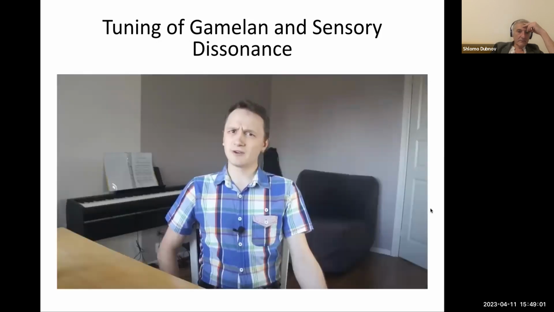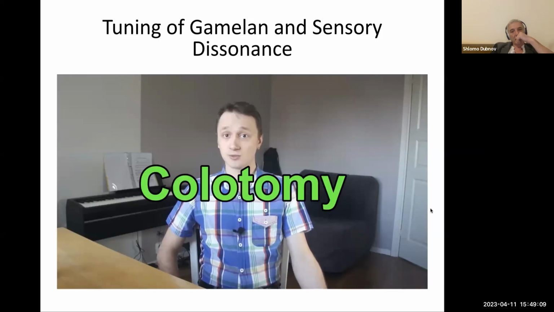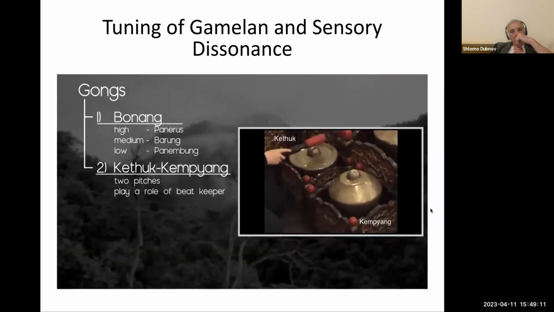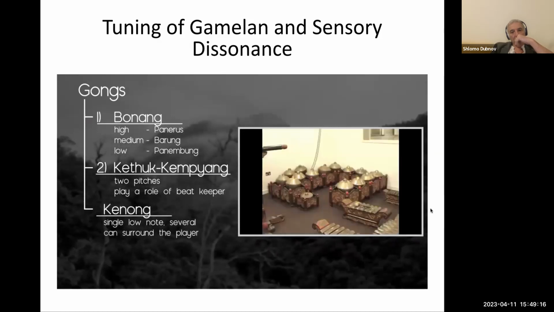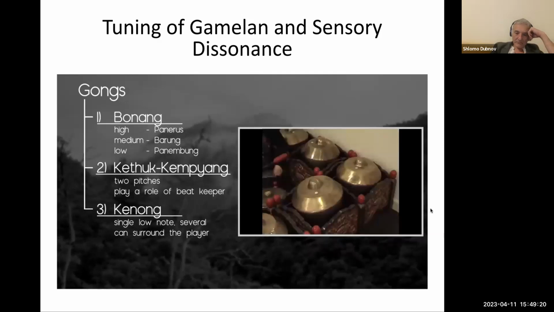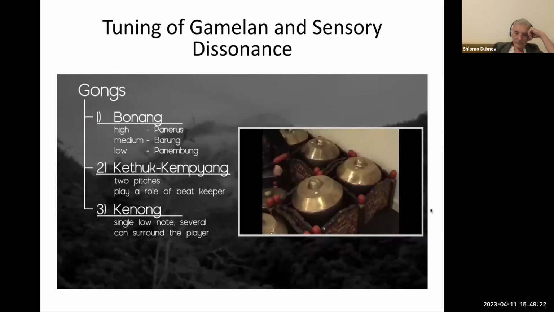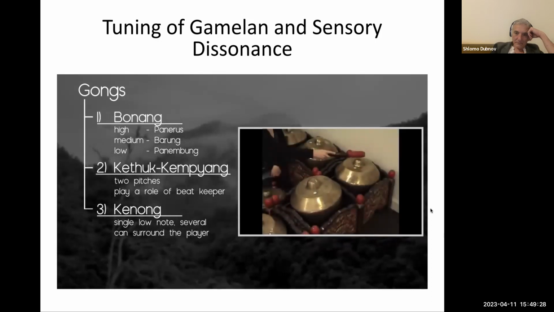Gongs in gamelan play a very important role in the structure of music. They mark off cyclical time intervals that divide the composition. That is called colotomy. Smaller gongs, like ketuk kempyang, keep the regular beat of music. The larger gongs, like gong kenong, group together these hits into larger groupings, playing once per each grouping. Kenong is the largest laid gong that has an individual stand for each gong, but it is smaller than some hanging gongs.